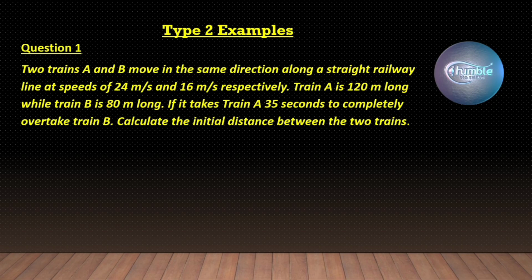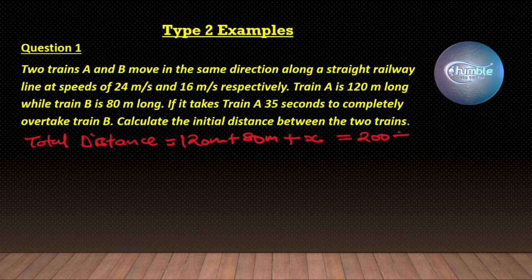It means that there was some distance between them. So the total distance, that is, we were saying the relative distance, should be the length of the two trains. The first one is 120 meters, the other one is 80 meters, and let's say that the distance between them was x. So 120 plus 80 plus x gives us 200 plus x meters. So this becomes the distance between them.